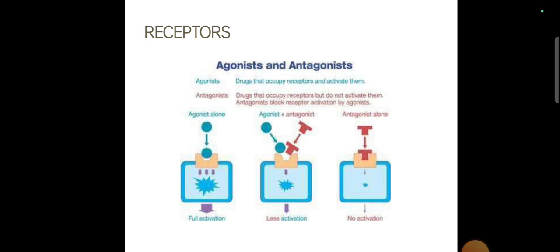Agonist, antagonist. Agonist: drug that occupies receptors and activates them. Antagonist: drug that occupies receptors but does not activate them. Antagonists block receptor activation by agonist. When agonist alone works with receptors, there is full activation. When agonist plus antagonist, there is less activation, and when antagonist alone works with receptors, there is no activation.